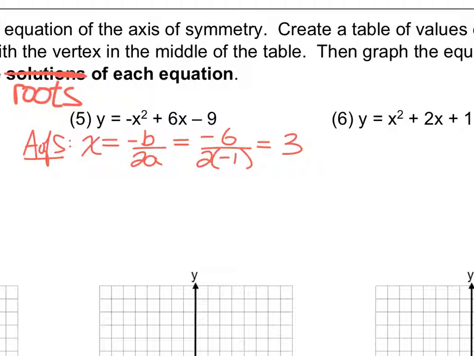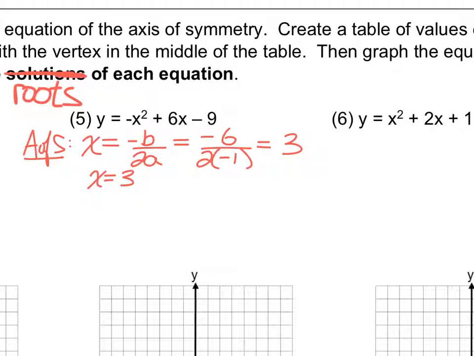So we get x equals 3 as the axis of symmetry. All right. So the vertical line that cuts your parabola in half is x equals 3.